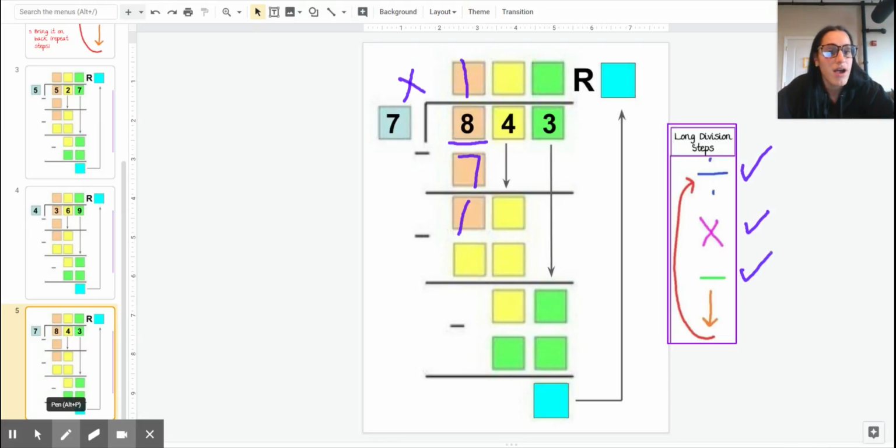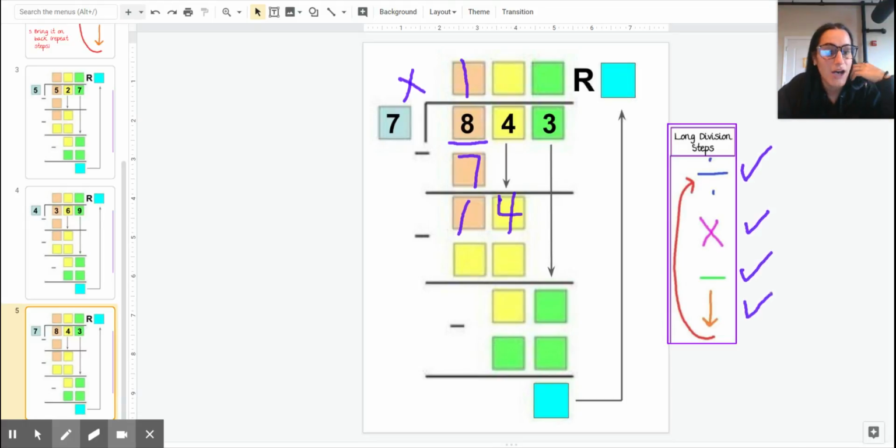Now I need to bring on down the next digit next to 8, which is 4. So I'm going to bring on down my 4 to make my new dividend 14. So I'm going to check off that I brought it down. And now I need to bring it on back to the beginning of my steps, which is to divide.